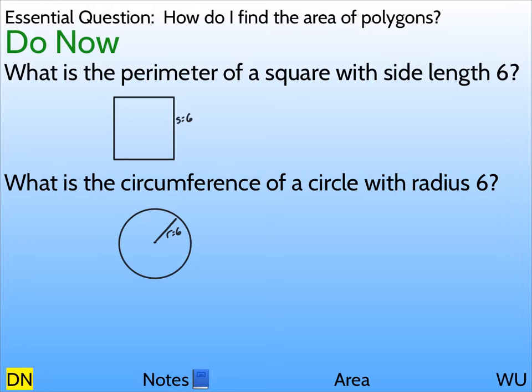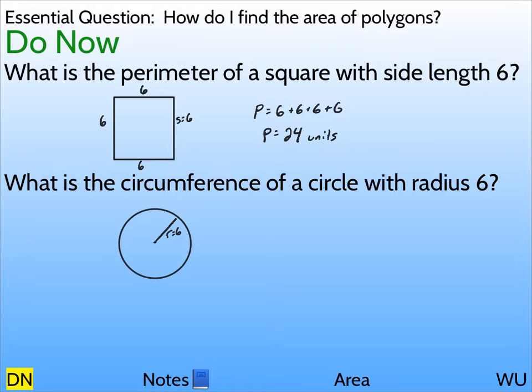Okay, so if you have a square with a side length of 6, that means, since all the sides are the same, all of the sides are 6. And for the perimeter, you just add all the outside sides. So 6 plus 6 plus 6 plus 6. The perimeter of the square is 24 units.